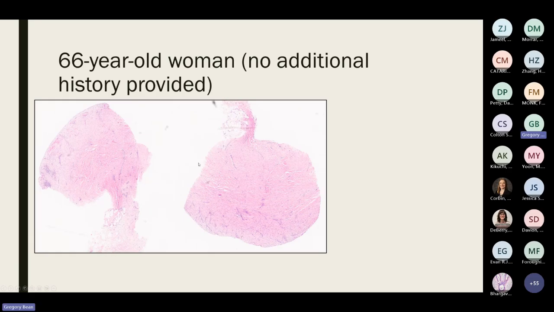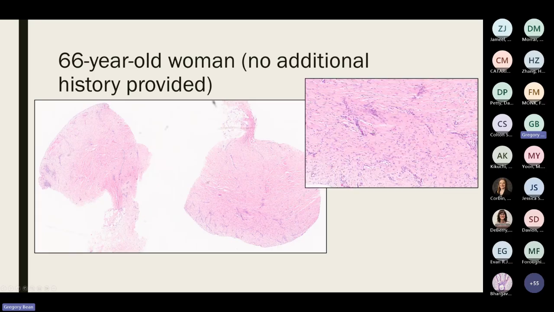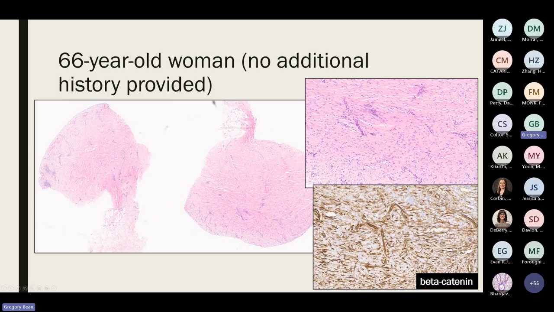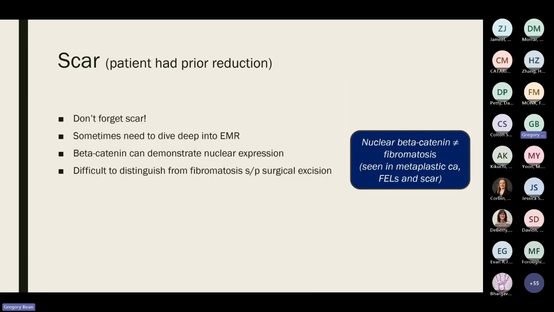Next case is a 66-year-old woman. That's all we were told, and it looks like this. On higher power, you could see the spindle cell proliferation, with variable cellularity. You can see these more prominent thin-walled vessels here. As part of their workup, they did a beta-catenin stain and found that there was nuclear beta-catenin. So it's a limited sample, but is this fibromatosis? That's the question. I can tell you it's not fibromatosis.